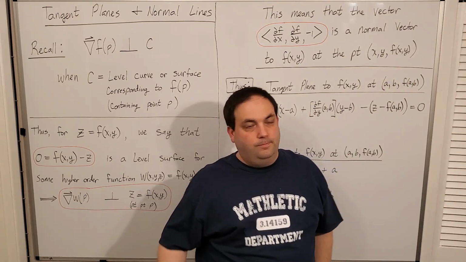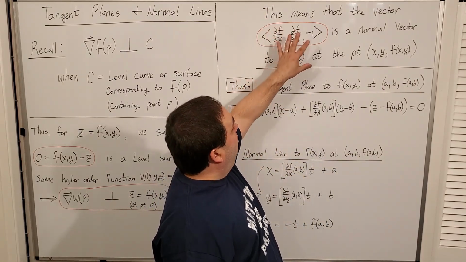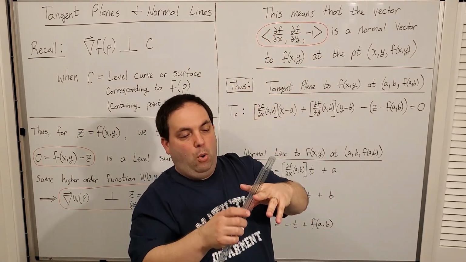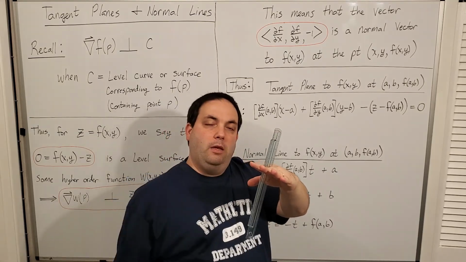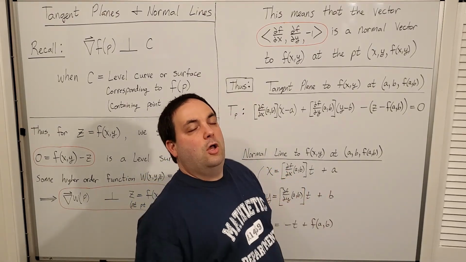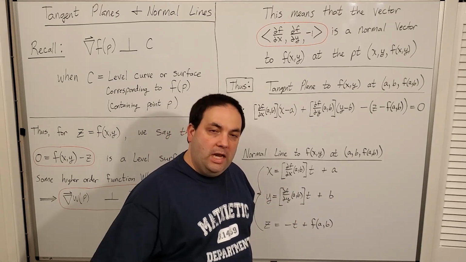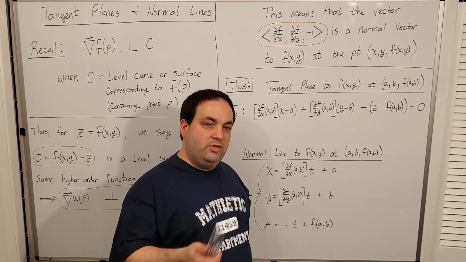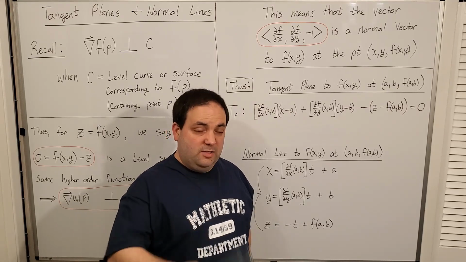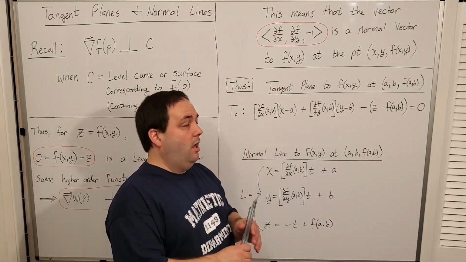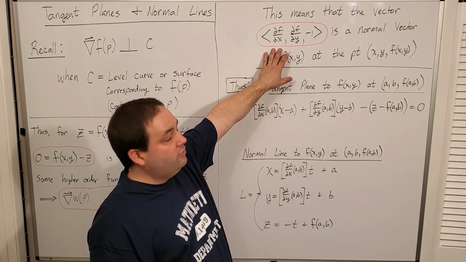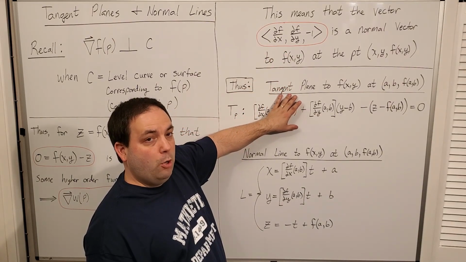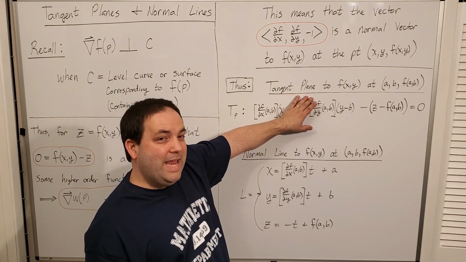So, if this is a normal vector to my surface, I've got my surface, I've got some point, I've got the normal vector to my surface now, well, that's all you need to create a plane and a line. I just need a vector and a point, and I can use those to create either a plane or a line. Specifically in this particular aspect, if this is a normal vector to the surface, then it would also be perpendicular to the tangent plane.